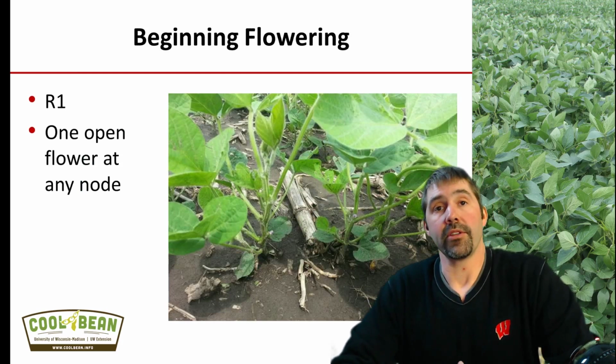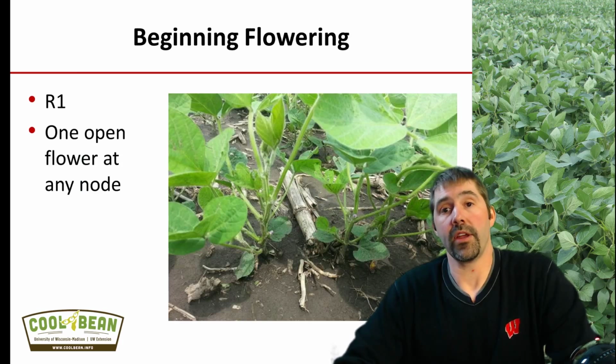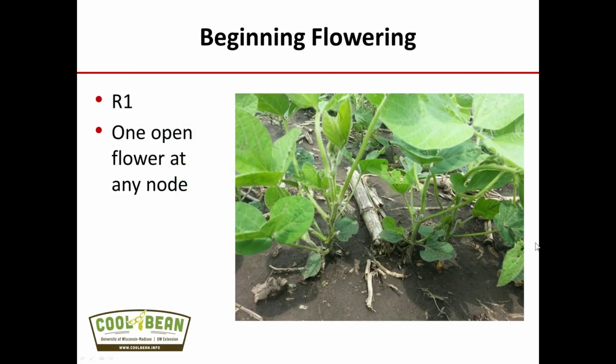So being able to go out and assess the beginning flower, which is the R1 growth stage, is when you can find one open flower at a specific node. And here's an example right here. It's probably difficult for the growers or the consultants to see, but here's a better example. You can see where that flower begins, and it's usually somewhere in that second to third node above the unifoliates that we can identify where that first open flower is.